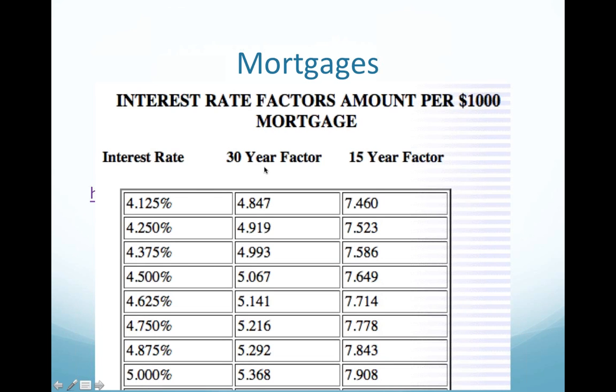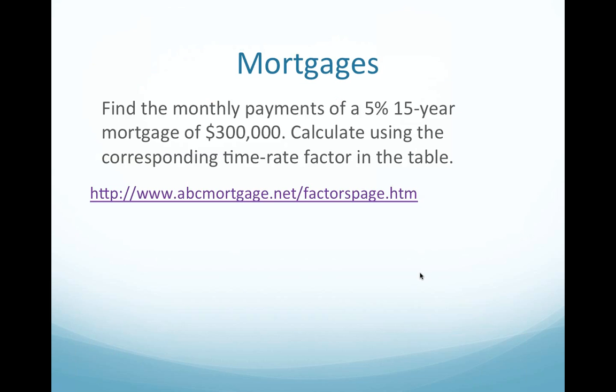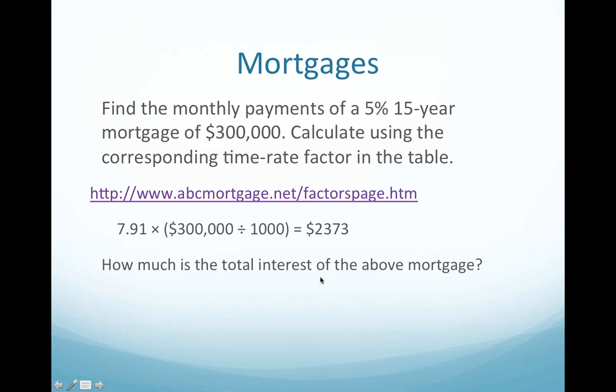Here are our interest rates for 30-year factors and 15-year factors. From there, we're going to find the monthly payment. So we'll take our rate of 7.91 for a 15-year factor. We're going to multiply that by 300,000 divided by 1,000. And then that'll give us a monthly payment of $2,373.